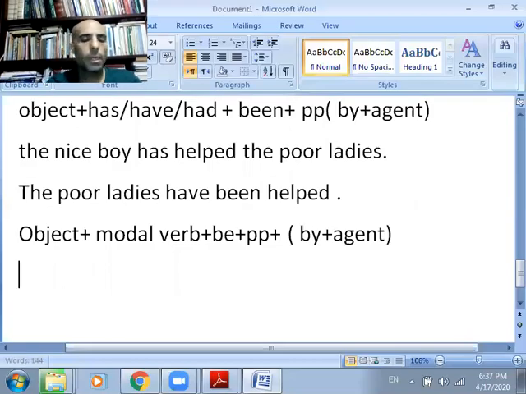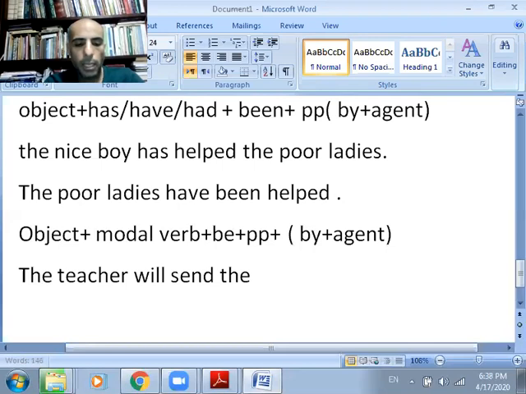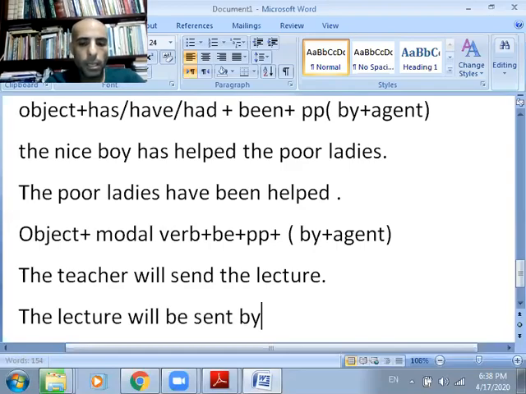For example, I want to say the teacher will send the lecture by mail. Okay, so I'd say the lecture will be sent by the teacher. This is optional, by the teacher, and this is an option as I said.